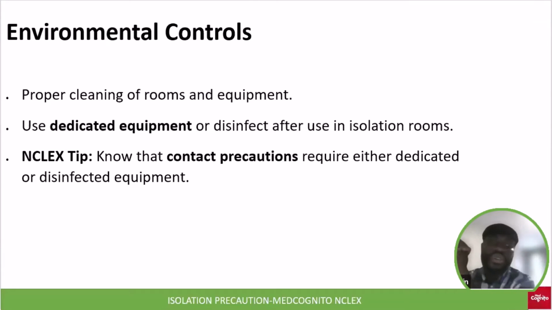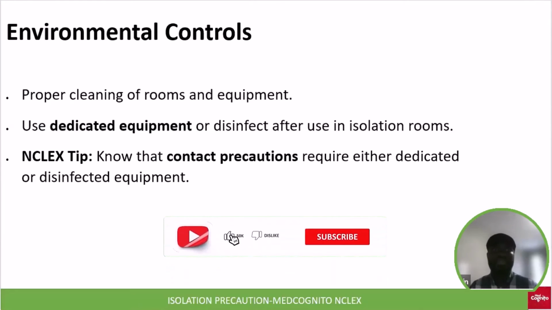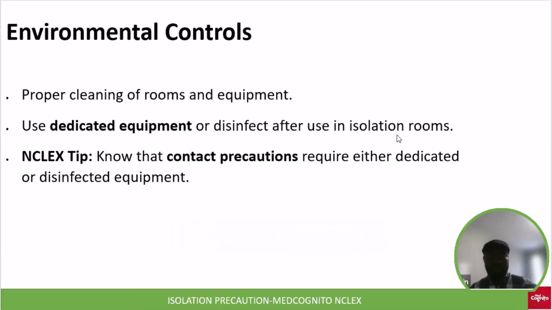What about environmental controls? Proper cleaning of rooms and equipment. So these are done to prevent infection transfer from patients to healthcare workers and from healthcare workers to patients. Okay. Now, use dedicated equipment or disinfect after use in isolation rooms. And the NCLEX tip you need to know is that contact precautions require either dedicated or disinfected equipment. That's something you really, really want to pay attention to.